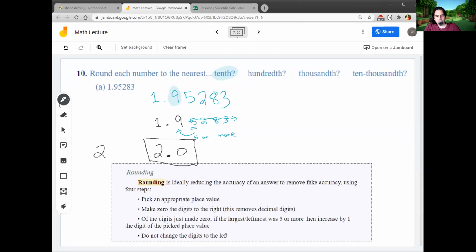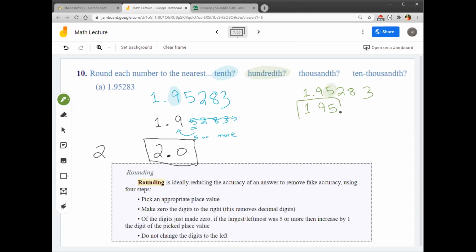Should we do the hundredths also? Yes. Okay. So what I want is the 5. That's the hundredths. I'm going to get rid of everything to the right of that. Does getting rid of a 2 change anything? No. So ta-da.